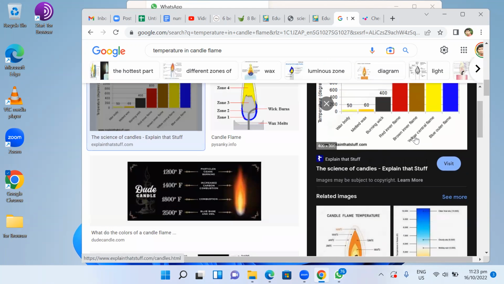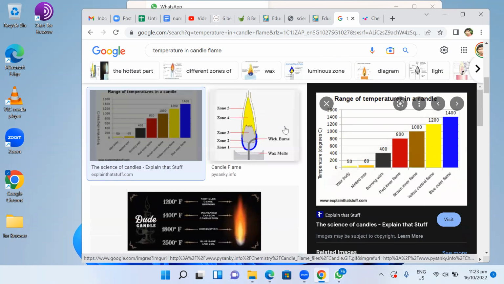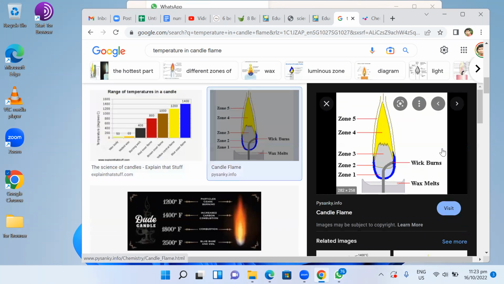Anyway, next is the yellow zone. If you identify it like this, then it's easy. Which zone has the highest temperature? Zone 5 or zone 4? Zone 1 is surely having the lowest temperature. Zone 1 is here. Zone 1 and zone 3 have the lowest temperature, but zone 5 has the highest temperature. Zone 5 is invisible, right?